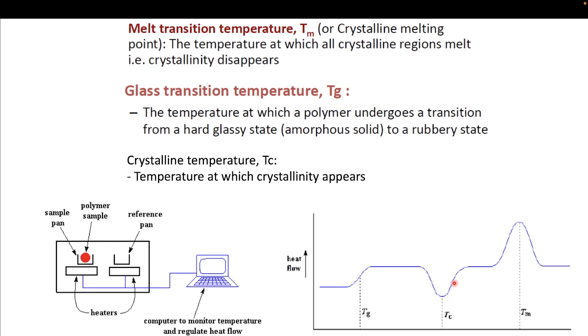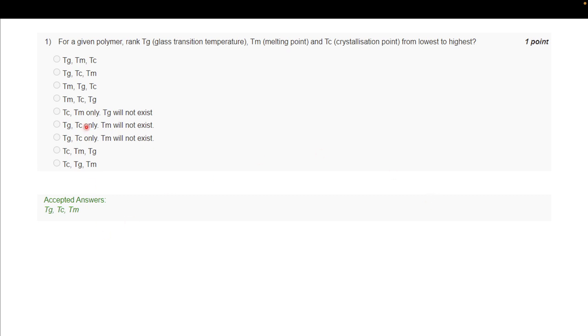As you further go on increasing the heat flow, your chains which were ordered will again start becoming disordered, and at a very high temperature, which is known as the melting temperature, all of this crystallinity will decrease. So that's where your Tm is. So the increasing order of your temperature will be Tg, Tc and Tm, which is the second option, which is correct. The glass transition first, then you'll have a crystalline temperature, and then you'll have the melting temperature.